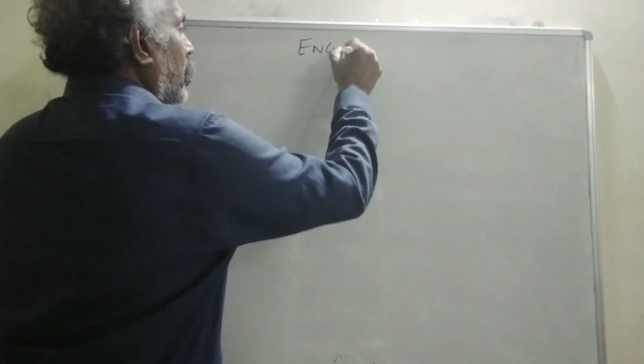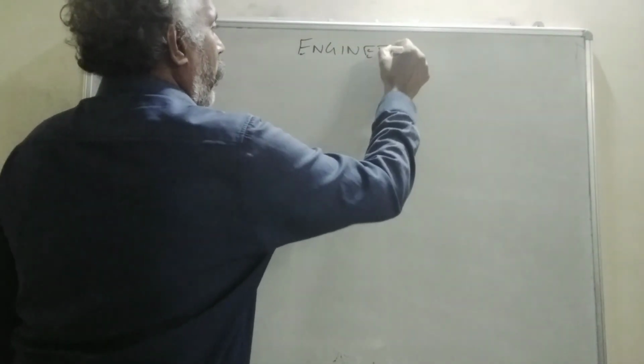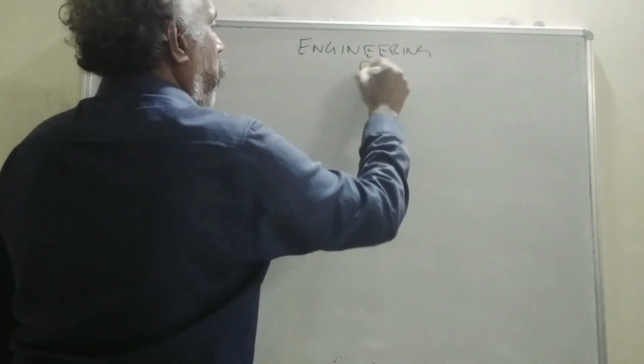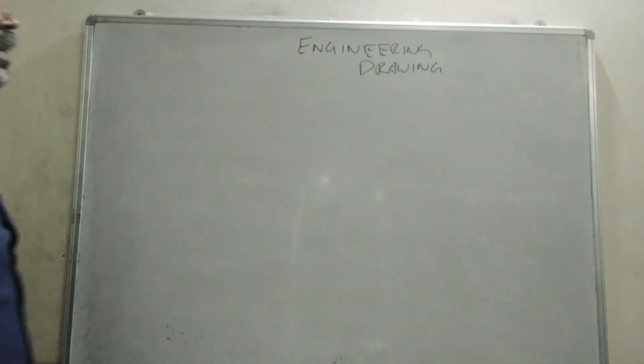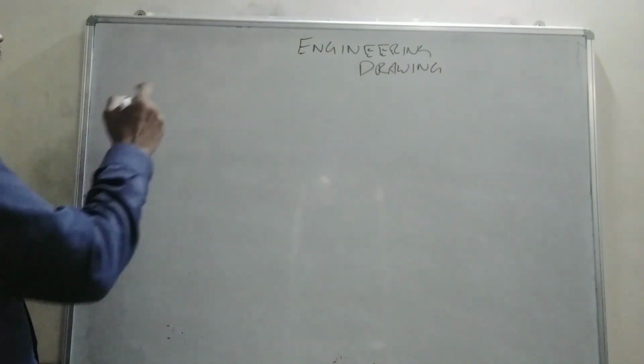With more classes, the practice sessions will be more if it is 60 classes. With 40 classes, normally the concepts will be explained and the requirements will be met. Here, basically, we have 5 units in this engineering drawing.